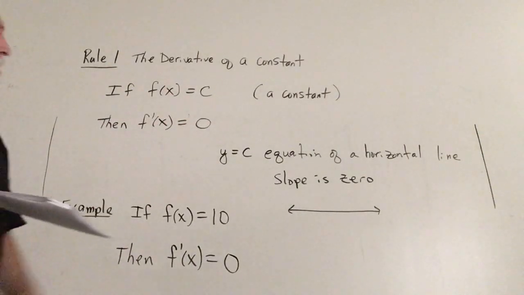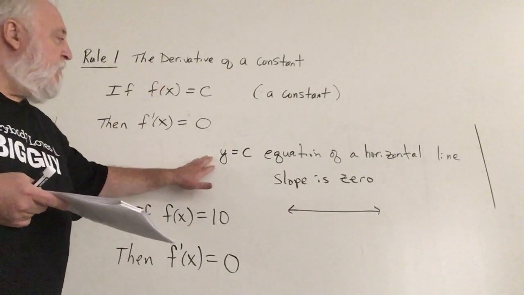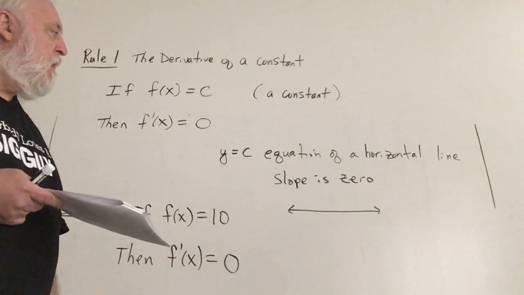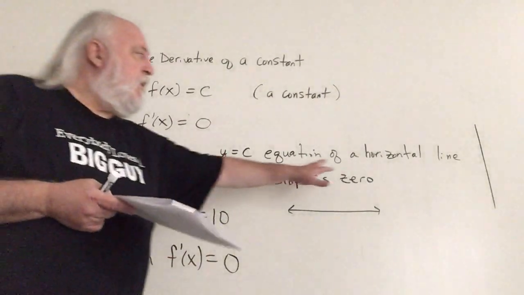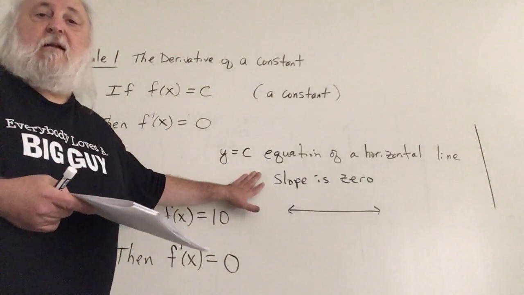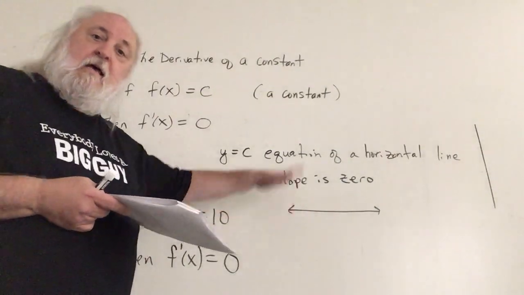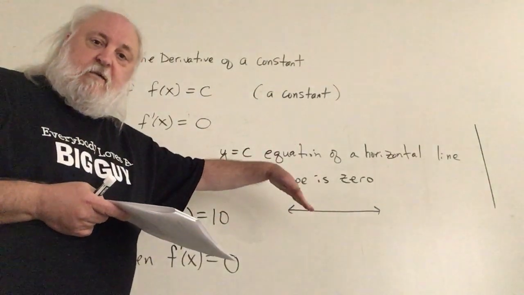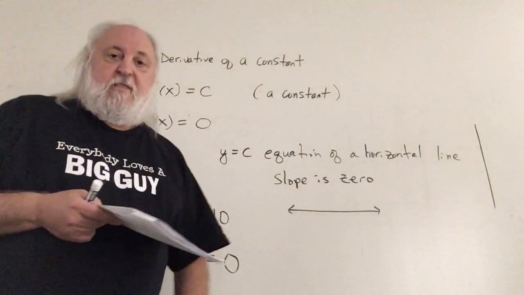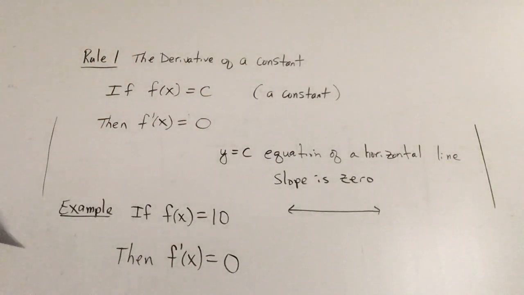That makes sense because if I replace f of x up here with the variable y, I have the equation y equals c. And the equation y equals c is just the equation of a horizontal line. And we know that the slope of a horizontal line is 0, right? A horizontal line is perfectly flat. It's not tilted upwards. It's not tilted downwards. The slope is 0, so this makes sense, right? It goes with our intuition.